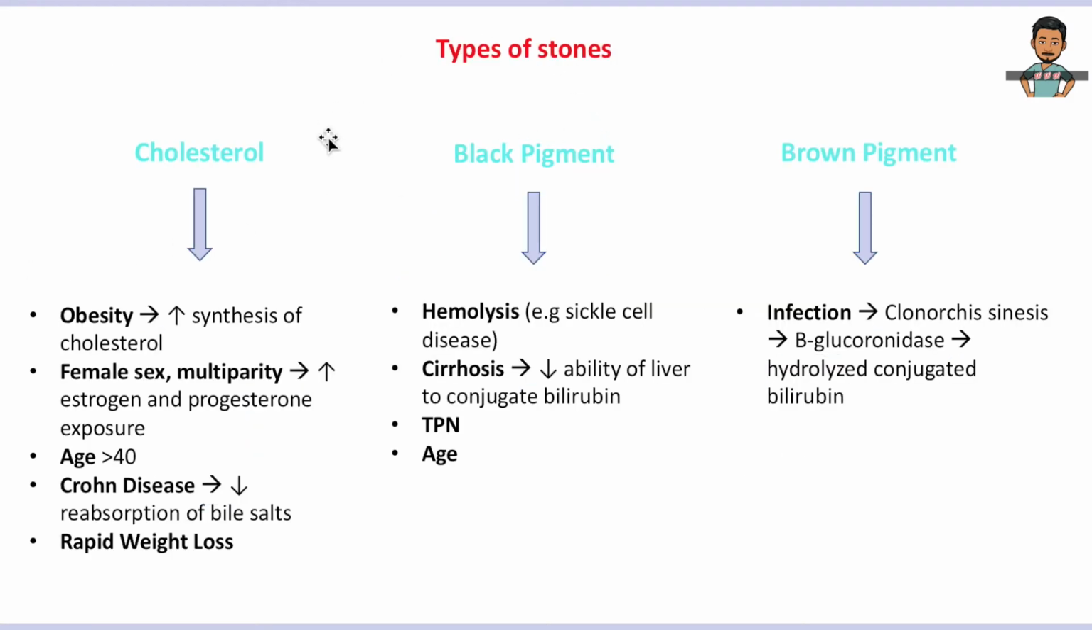So we have different types of stones. We have cholesterol stones, which are the most common. In 90% of cases, patients are going to have cholesterol stones. We have black pigment and we have brown pigment.